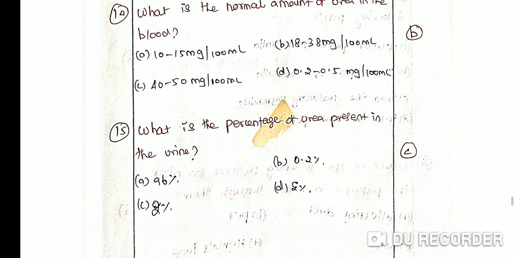Next question. What percentage of urea is present in the urine? Option A, 96%. Option B, 0.2%. Option C, 2%. Option D, 5%. The correct answer is option C, 2%.